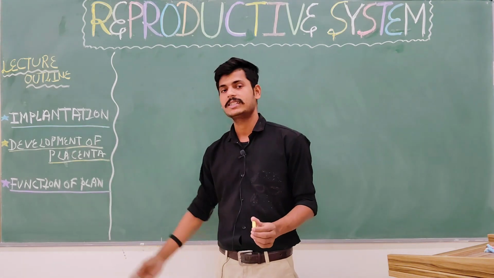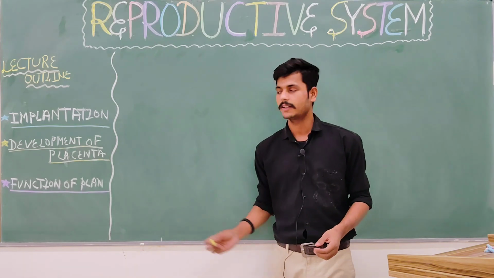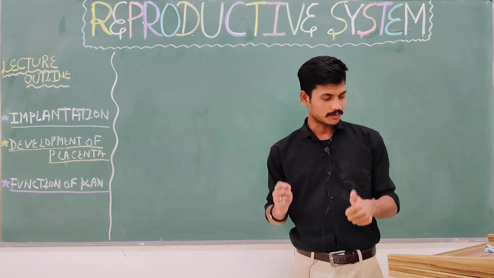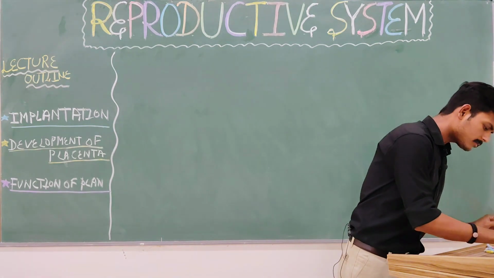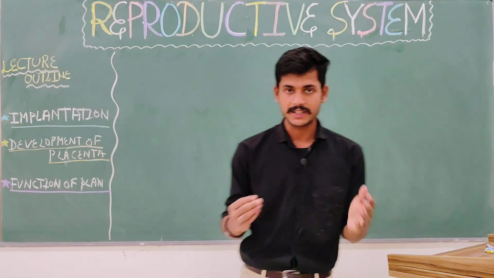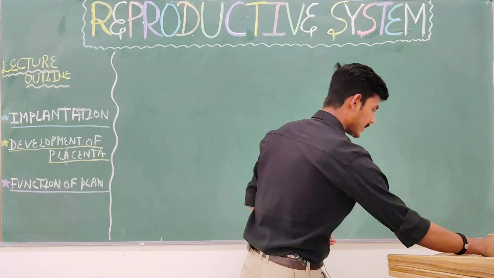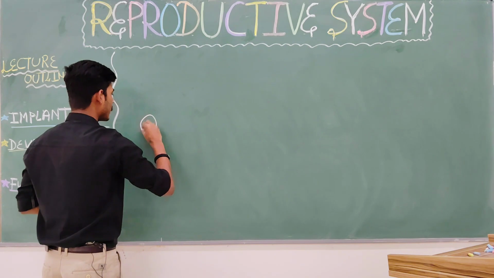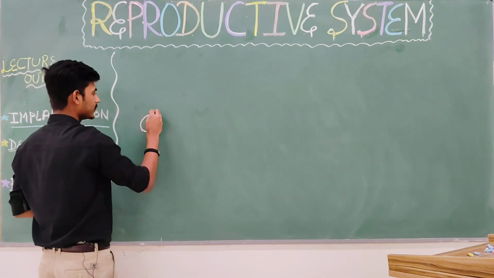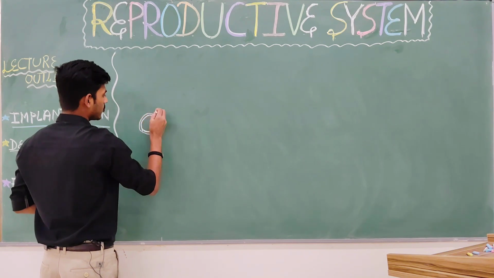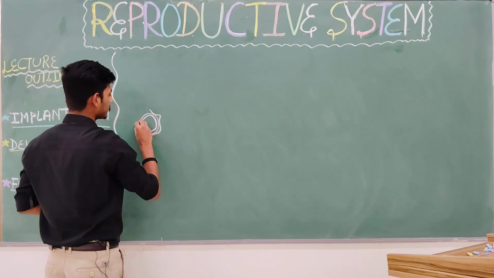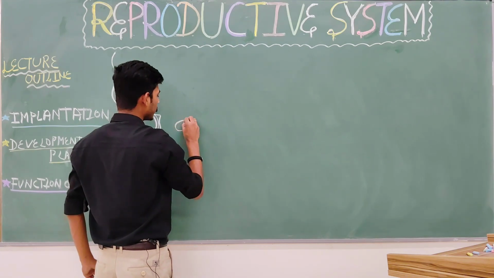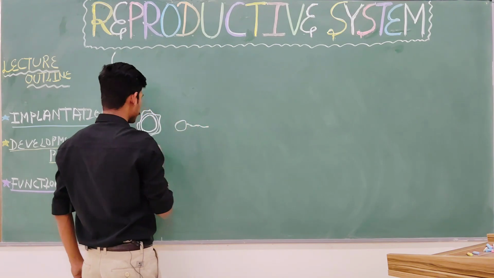Then we will also see some of the functions exhibited by the placenta. I hope you are all fine. Now let's quickly recap what we understood from our previous lecture. We understood that the female has her own gamete called the egg, and there is a male gamete, and that is called a sperm.